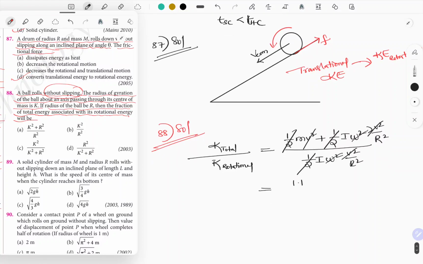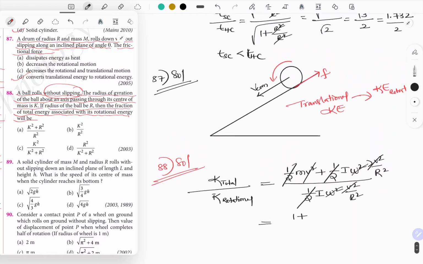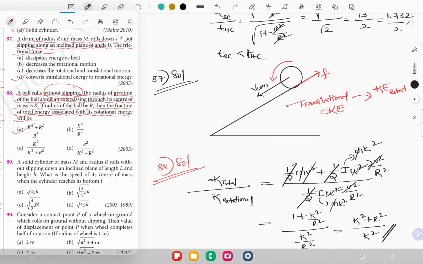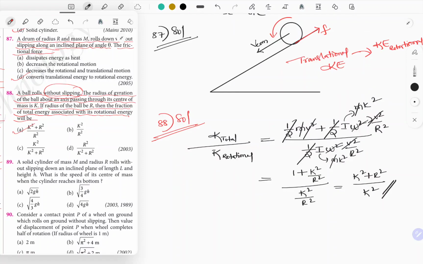Now I am left with 1 by 1 plus, where I is replaced with mk square. That m also will get cancelled. So this is replaced with mk square, and m also will get cancelled. Finally I am left with k square by r square divided by k square by r square, which is equal to k square plus r square divided by k square. Which option matches? Option A. Oh, this is the wrong answer.